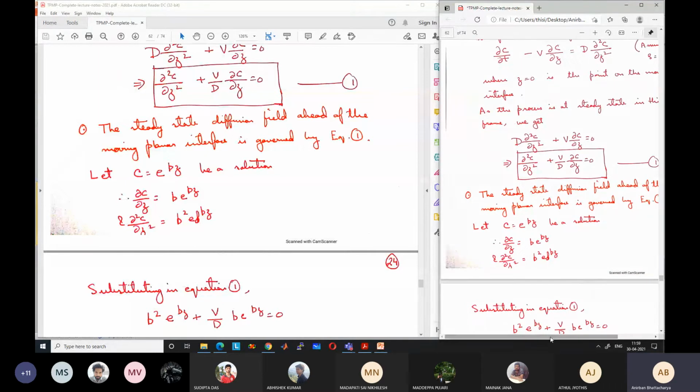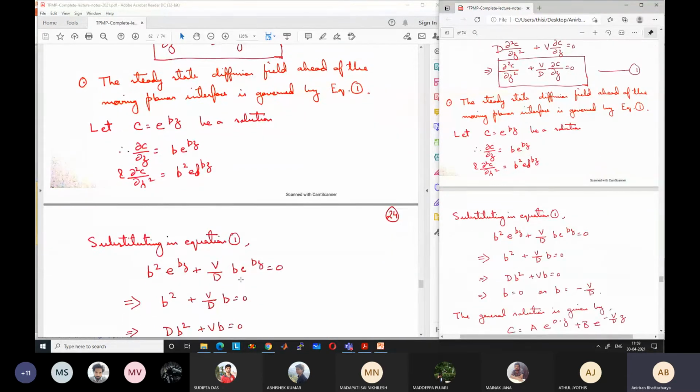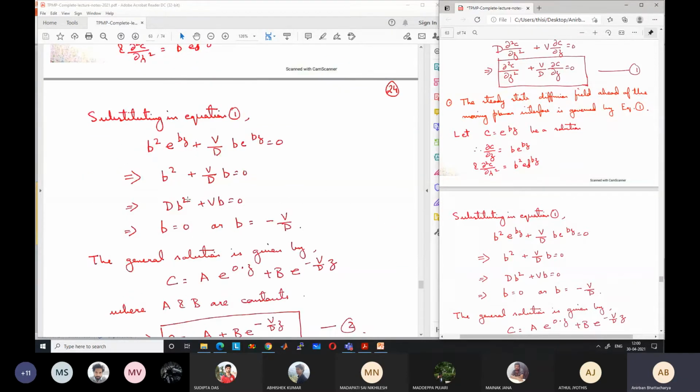Which leads us to b square plus v by D b equal to 0, or if you solve it, D b square plus v b is equal to 0. This is a quadratic equation, so there are two solutions: either b is equal to 0 or b is equal to minus v by D. These are two specific solutions. If I want to write a general solution, it needs to incorporate all these specific solutions. So the general solution can be written as c is equal to A e to the power 0 into z plus B e to the power minus v by D into z.